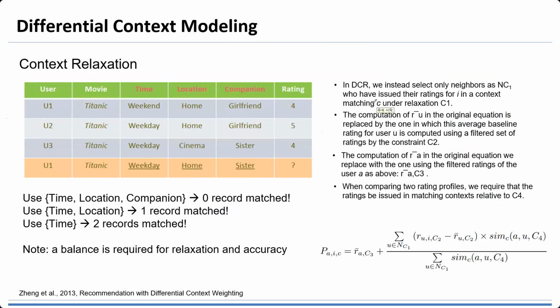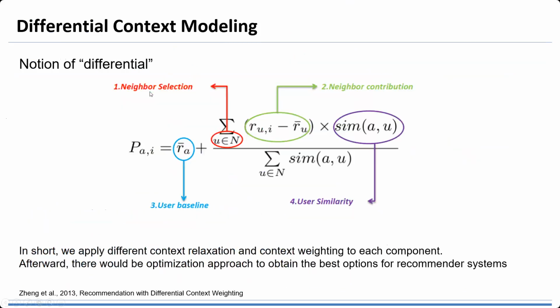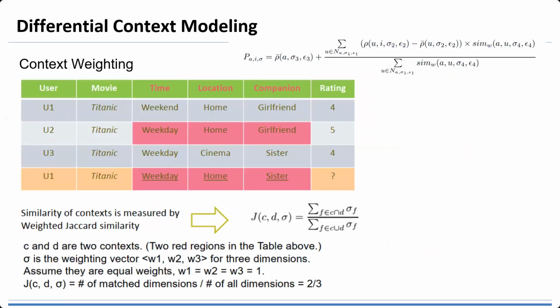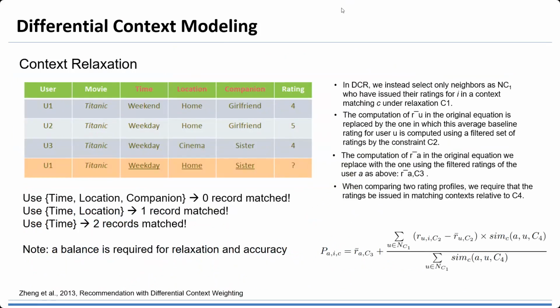So we have the DCR. Oh, why didn't I put this one? Sorry, I didn't put this one. DCR is the differential context relaxation. So we want to discuss the relaxation here.